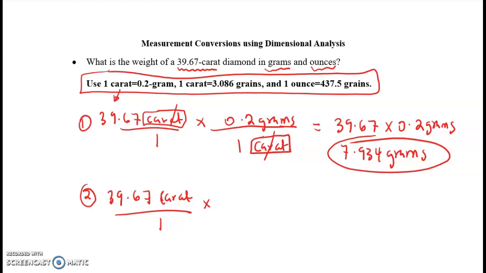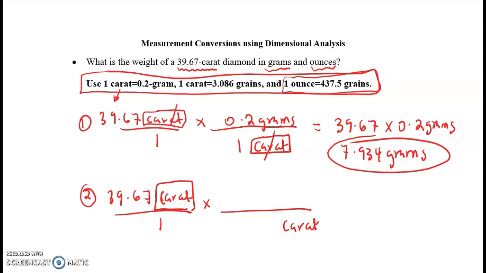Where we can see ounces is in the last identity ratio, which is 1 ounce equal to 437.5 grains. And in order to get to grains, we have to use 1 carat equal to 3.086 grains, so that when we are in grains, we can easily use the last identity ratio to get to ounces. So we have to go through an intermediary. Since we have carat at the top, we should have carat at the bottom.